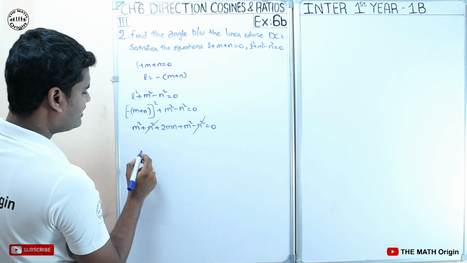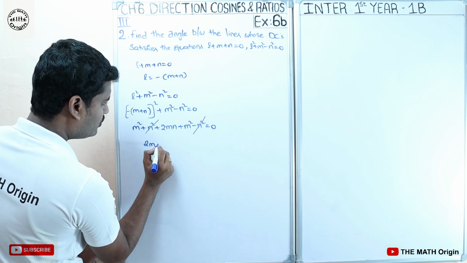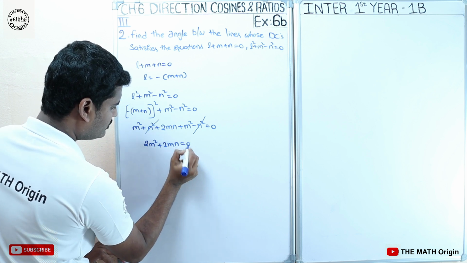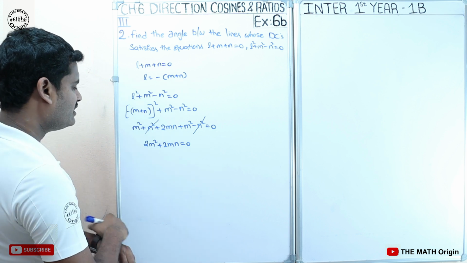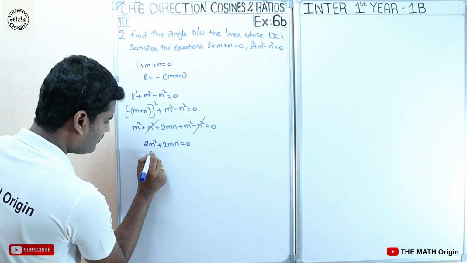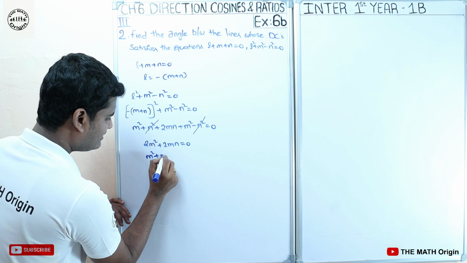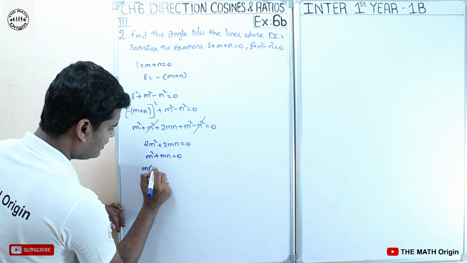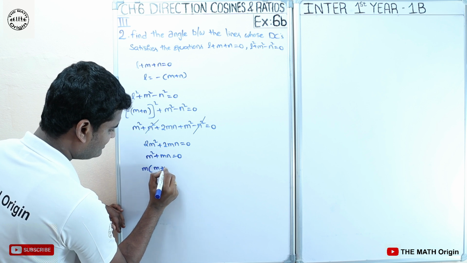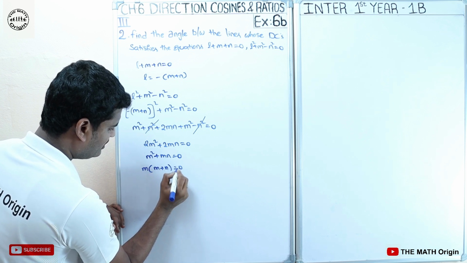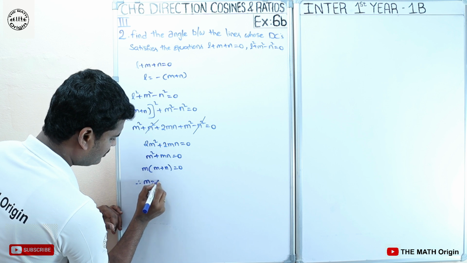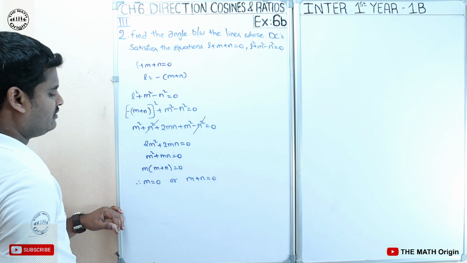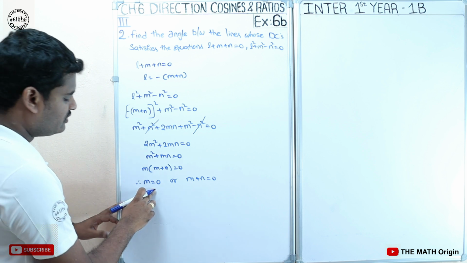n square is cancelled. Here it is 2m square plus 2mn equals 0. So I will take 2 common, so m square plus mn equals 0. Taking m common, m plus n equals 0. Therefore m equals 0 or m plus n equals 0. Okay, m equals 0.